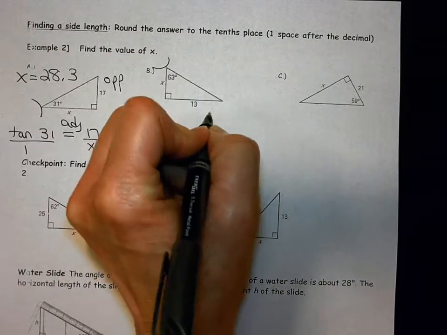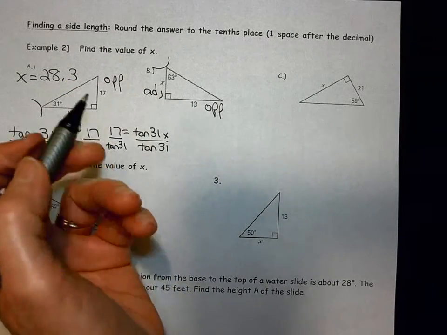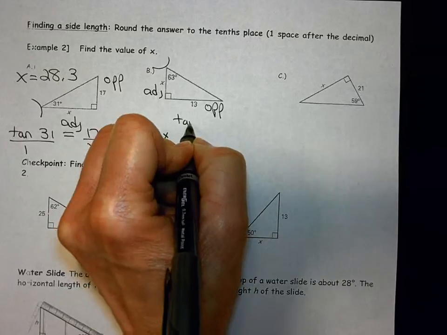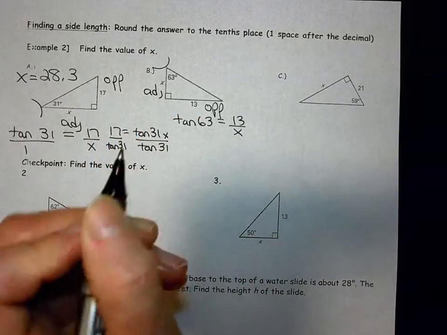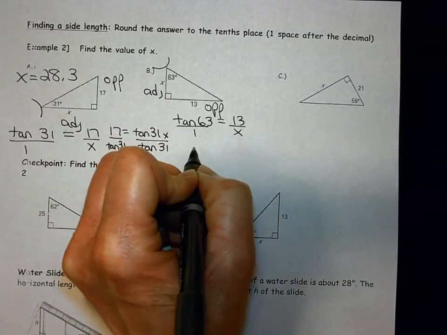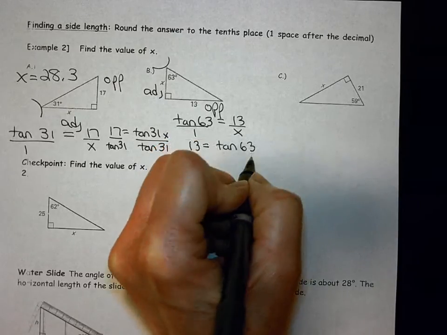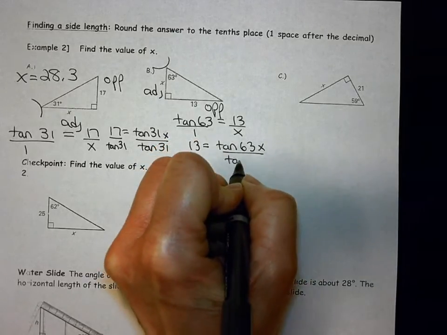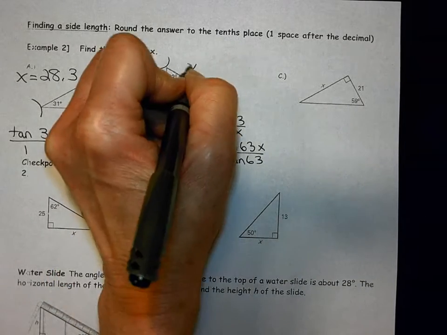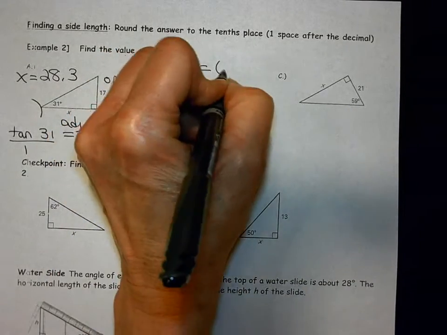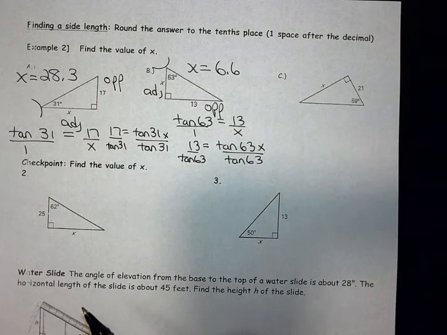Again, we're standing up here, so opposite, adjacent. So we have tan of 63, we know the angle, opposite over x. It's going to be just like the other one. We cross multiply. 13 is going to equal tan of 63 times x. We divide both sides by tan of 63. So x in this case is going to be 6.6. Remember, you're finding sides. You already know the angles.